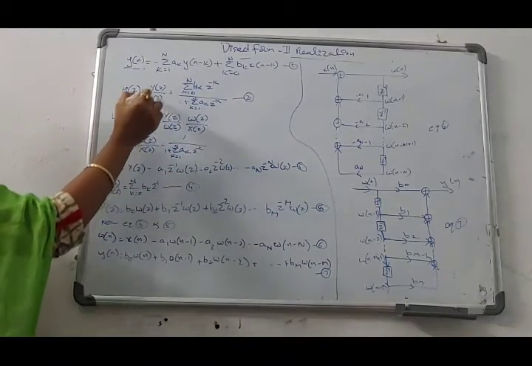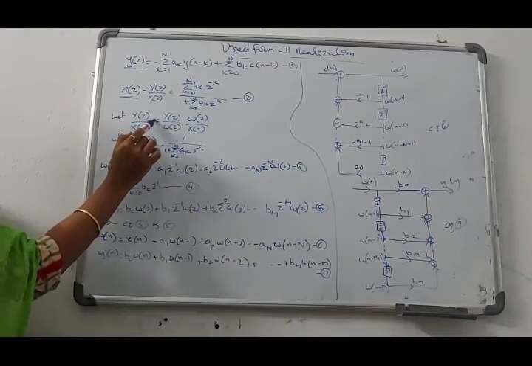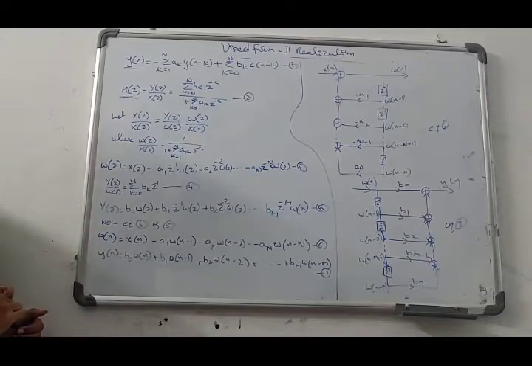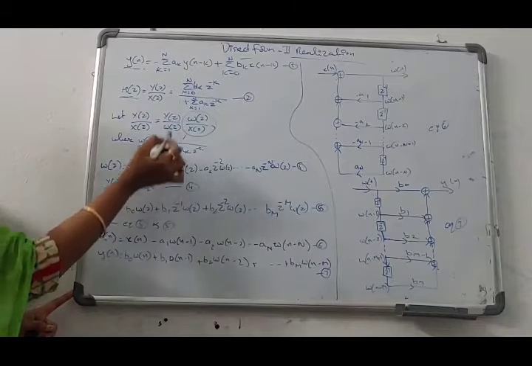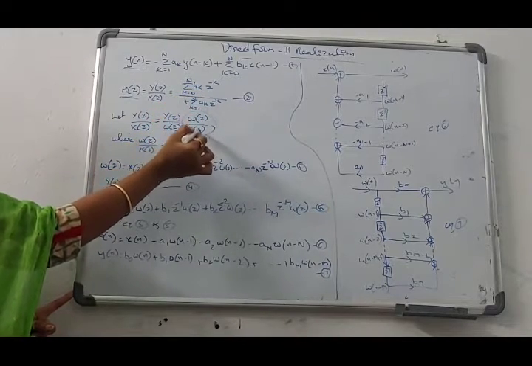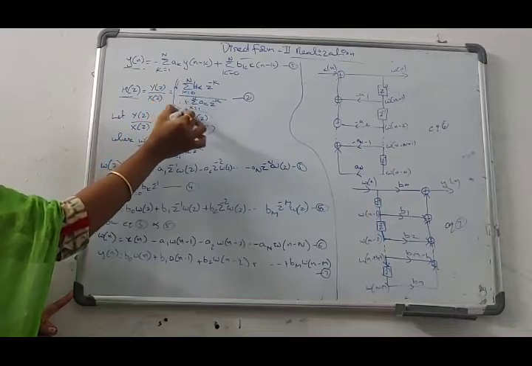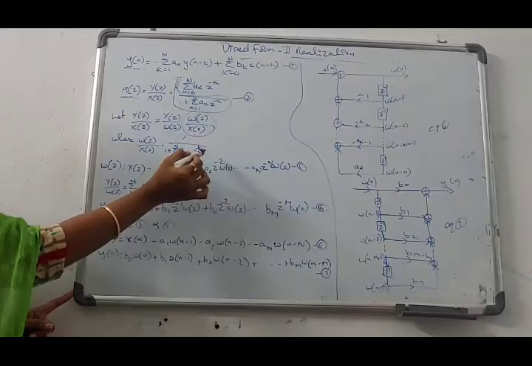Now how to write Y of z by X of z? So Y of z by X of z is equal to, we have to write it as Y of z by W of z into W of z by X of z. Okay. Now W of z by X of z in this equation is equal to 1 divided by this term, 1 plus summation ak z power minus k.